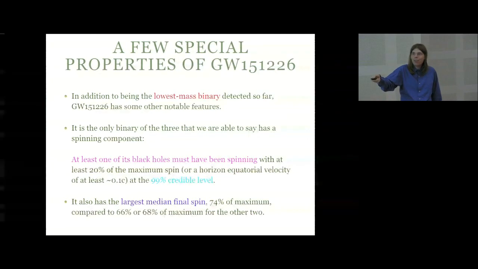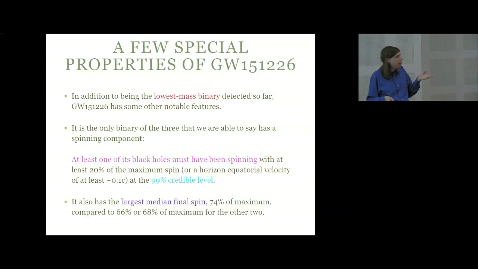But in this case, you actually needed some spin, so at least one of them had to be spinning at least 20% of the maximum, actually, at maybe 99% credible level. So it's actually quite a strong statement. And this corresponds to about a tenth of c for the horizon velocity. For comparison, for maximum spin the horizon velocity is c, and it rises extremely rapidly with the spin. You actually have to get up to even close to 0.999 before it's close to c. This also has the highest median parallel spin, about 74% of maximum compared to 36% of maximum for the other two.